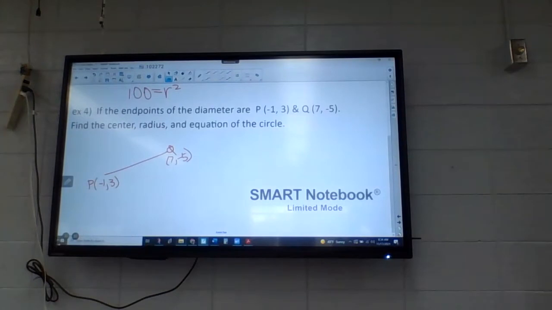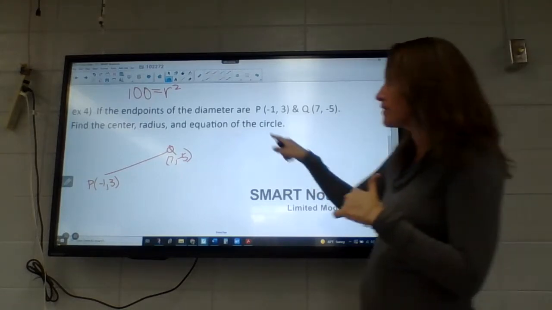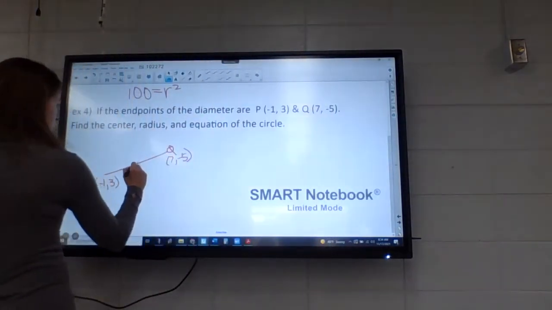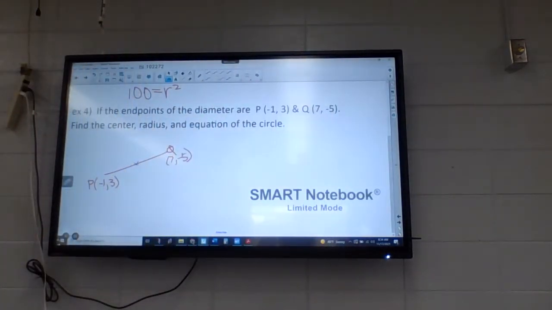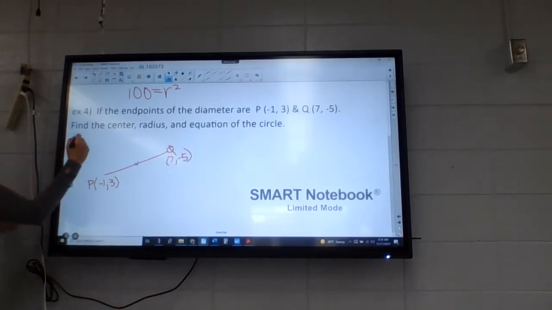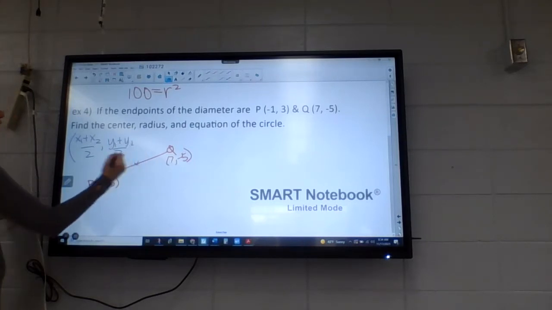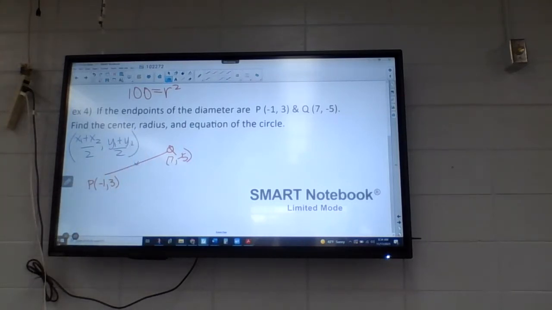Where would I find the center of that? In the middle, right? The very middle of this. Does anyone remember how we find the middle, or what we call the midpoint, between 2 points? Yeah, you're just taking the average of them. You add them together and divide by 2. This is the midpoint formula. Thank you for remembering this one. So we're just adding the x's, adding the y's, divided by 2. That's giving us the middle of it.